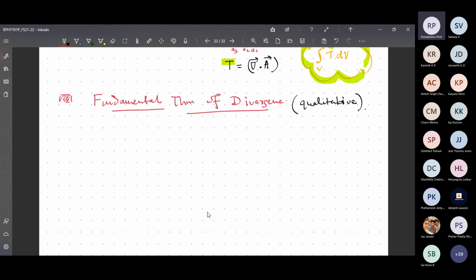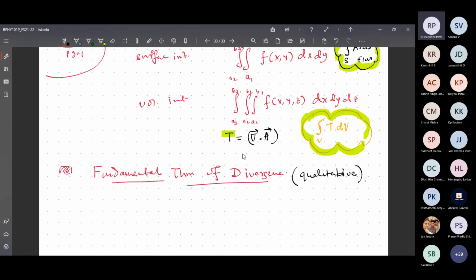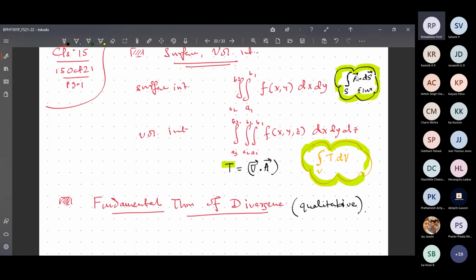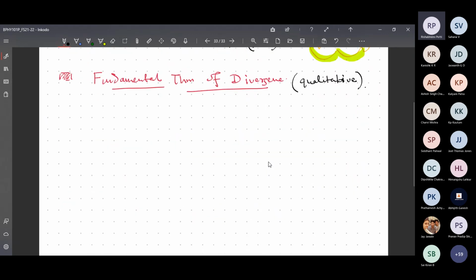Sir, dS is dx comma dy, right? So what is A? A is a vector field. I have given the arrow, which means A is a vector field.